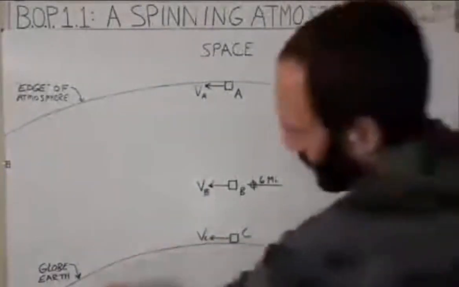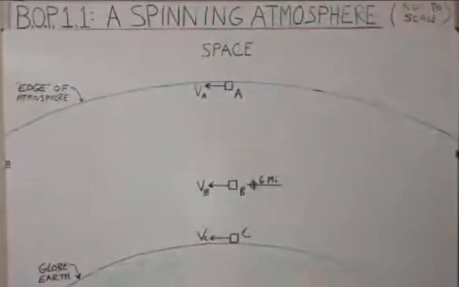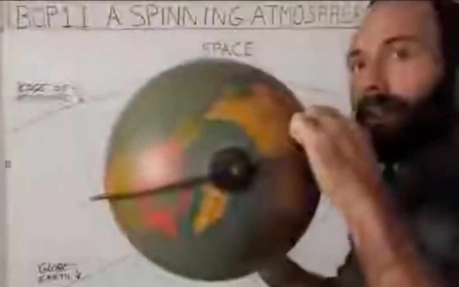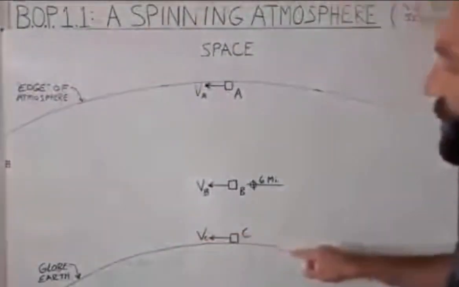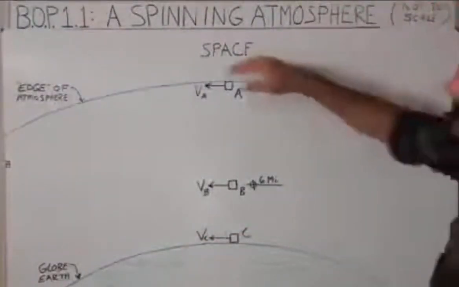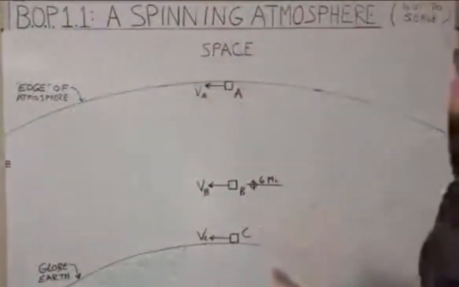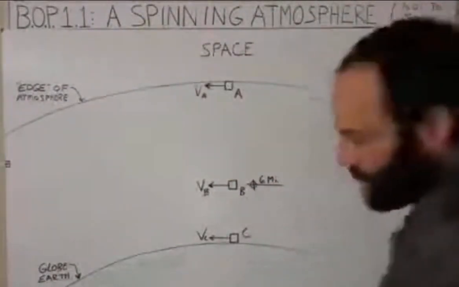So here's the Earth down here. All right, and let's say that this line right here is the equator. When you're looking down on it, the equator is right here. So we're just going to say this line is the equator, and then this is the edge of the atmosphere up here, and then there's space out here. Now this is obviously not to scale, this is just conceptual.